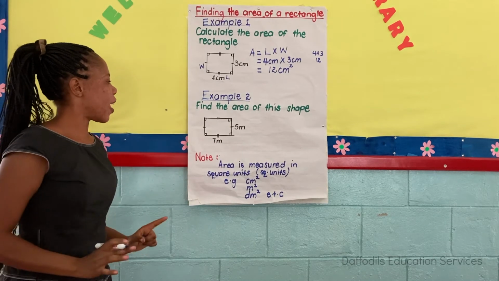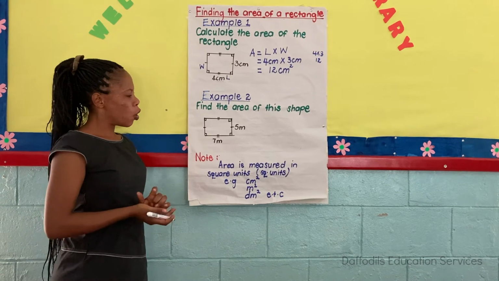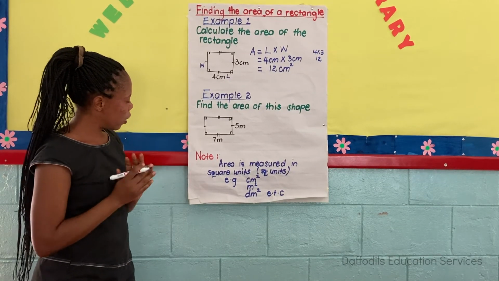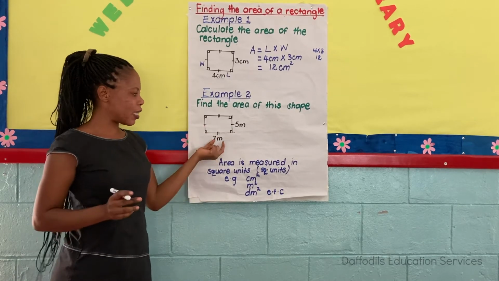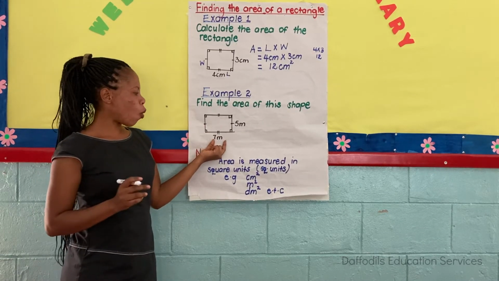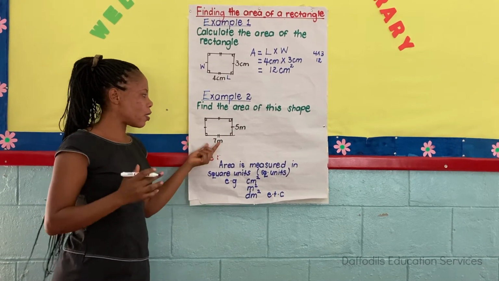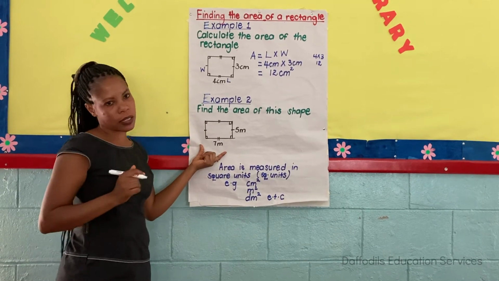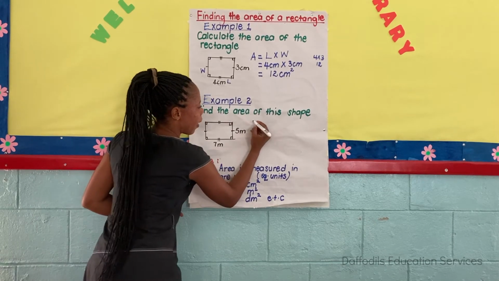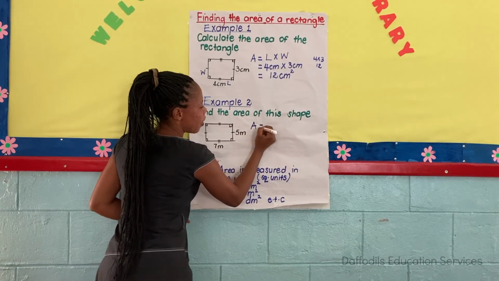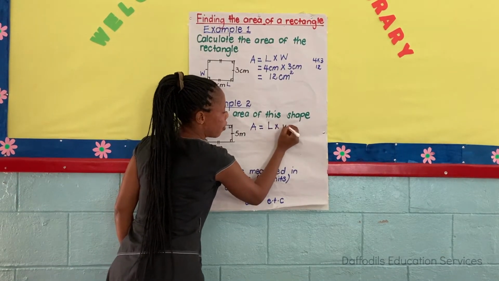Then when we look at our second example, it is saying find the area of this shape. So when we look at the shape, let's look at it. We are given 7, we are given 5, but the units in this case are meters. So we have 7 meters, we have 5 meters. So this shows that this is a rectangle because the sides are not equal. One is longer than the other. So as usual, our formula becomes area is given by the length times the width.